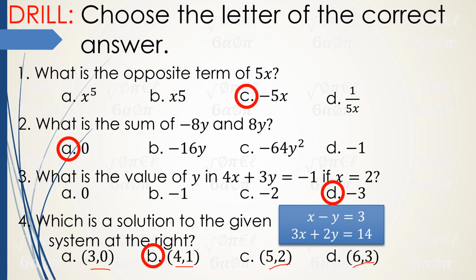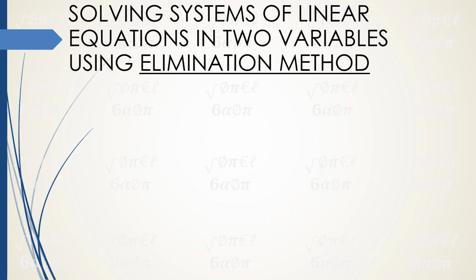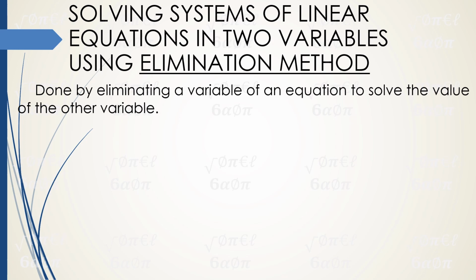So, I hope you got a perfect score of 4, pero kung hindi po, paki-counter-check na lang ang inyong mga answers. Let us now proceed to our lesson, which is solving systems of linear equations in two variables using elimination method. This is done by eliminating a variable of an equation to solve the value of the other variable. So, kaya siya tinawag na elimination method kasi mag-i-eliminate tayo ng variable. Doon sa dalawang variables na binigay, pag na-eliminate natin yung isa, so isa na lang matitira, tapos with that equation, masosolve na natin yung value niya.